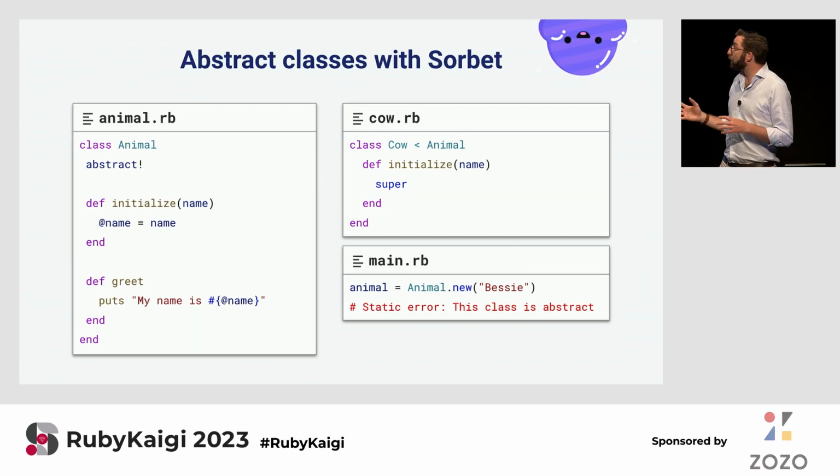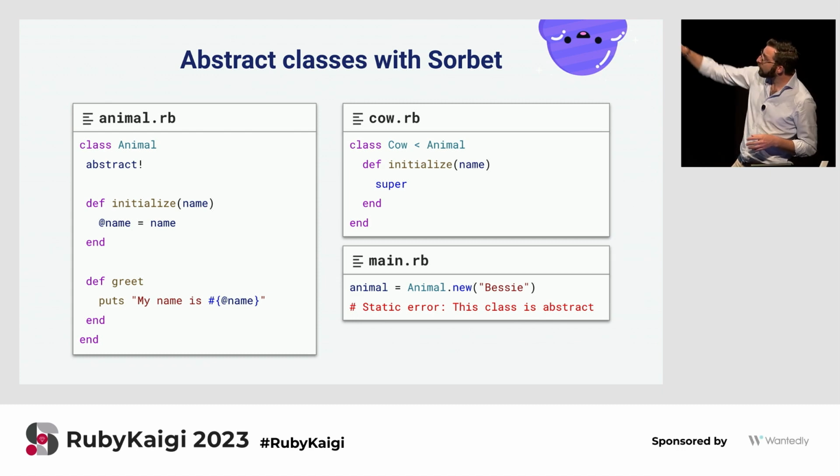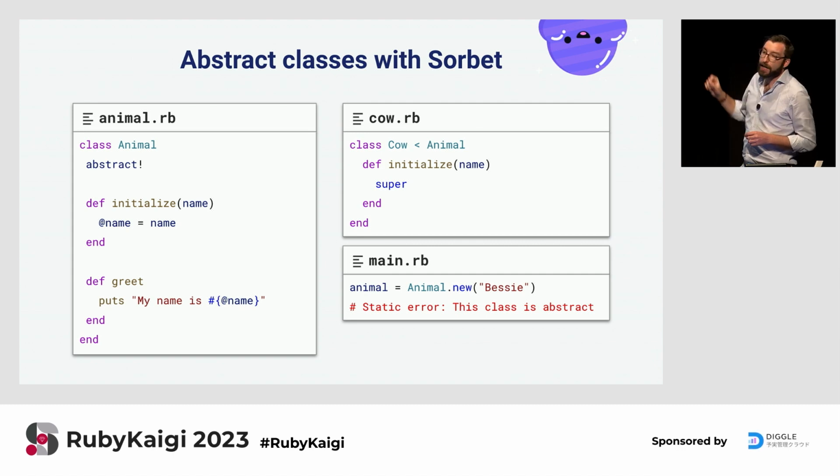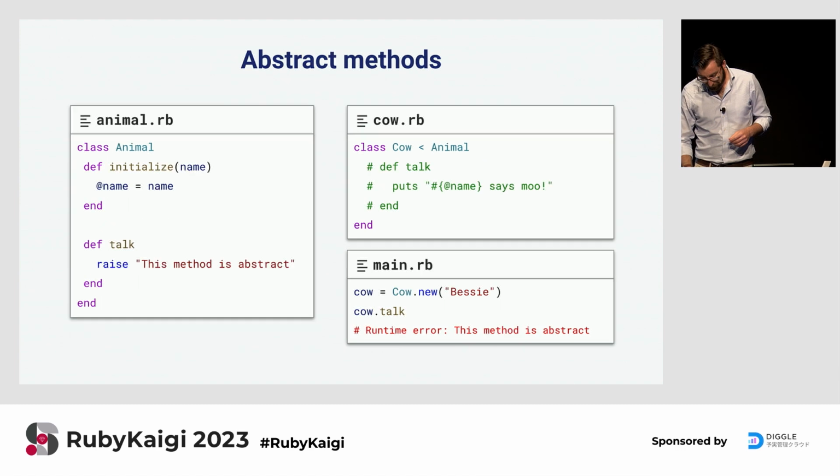Actually, Sorbet comes with a feature that is called abstract!. You can say that your class is abstract, and it's going to mark it as abstract. You can still do your encapsulation properly and initialize the @name variable locally in the animal class. And you can still call super in the cow class. But if you try to do Animal.new, you're going to get a static error telling you this class is abstract. You shouldn't be doing this.